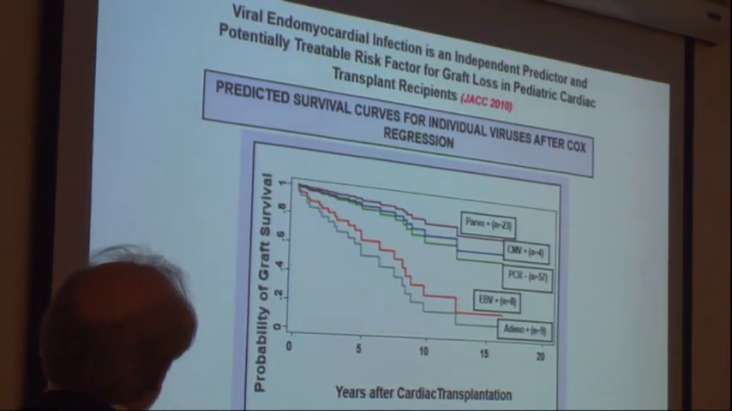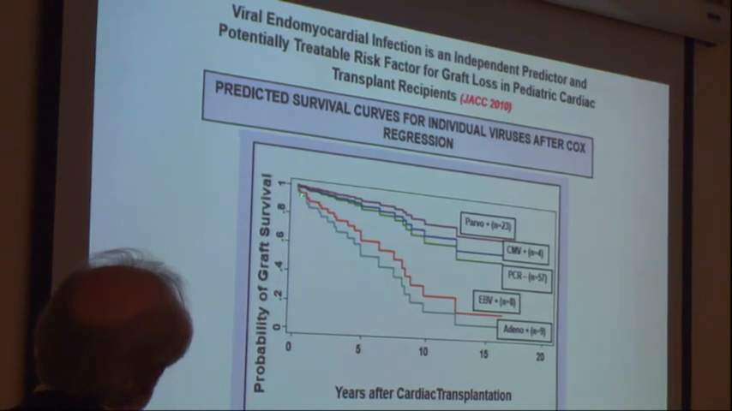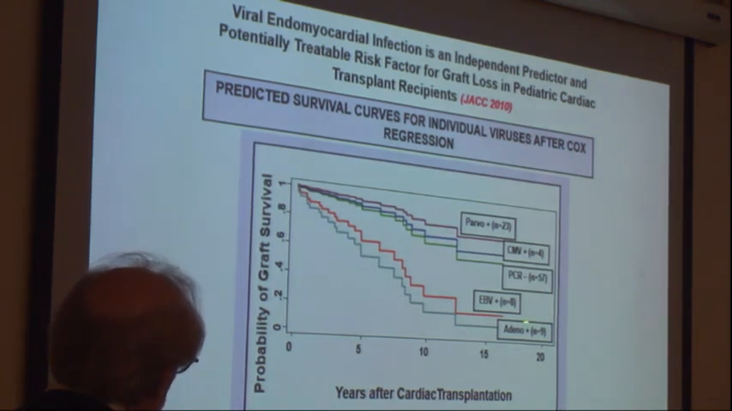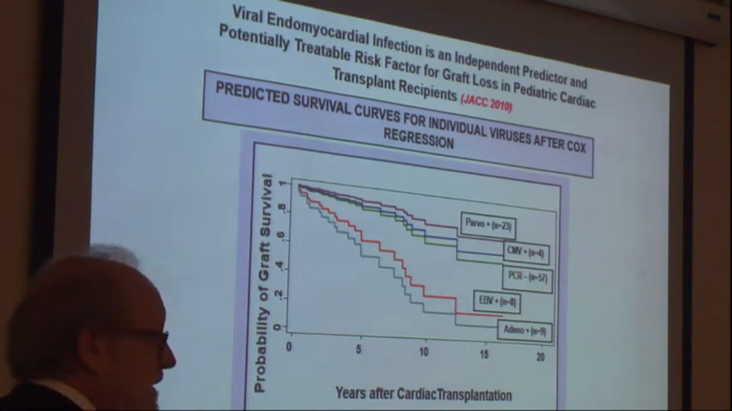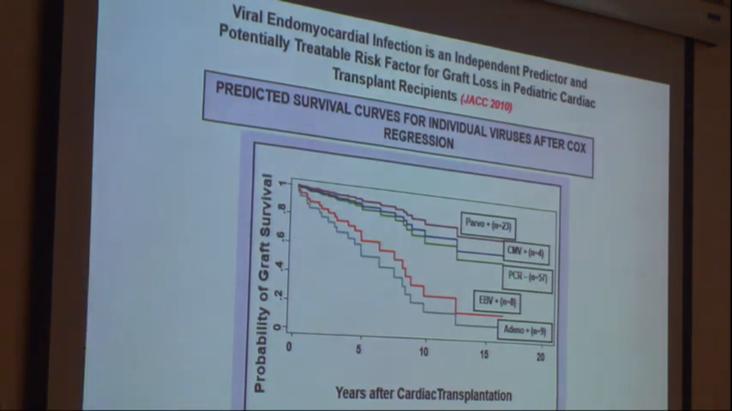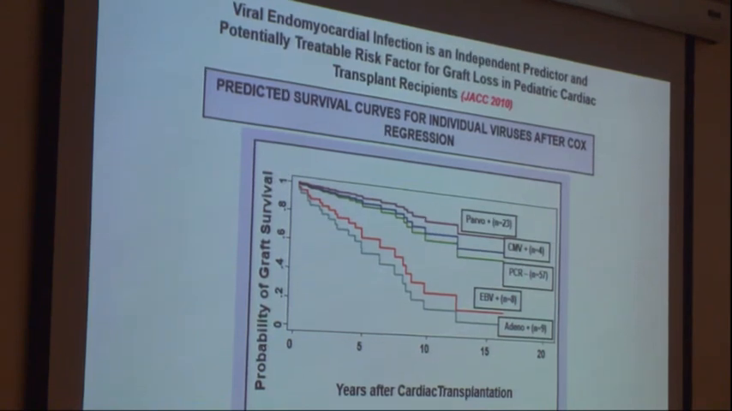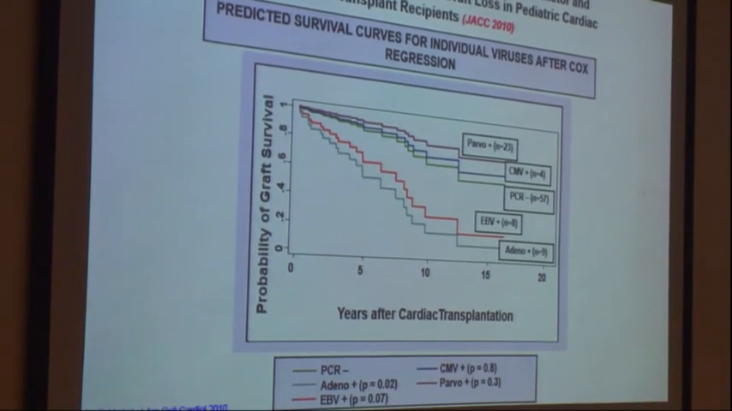So looking at the different viruses, you see that adenovirus, ugly player, EBV, not so good. Parvovirus, on the other hand, very good. But there's a reason for that, and that is that we treated those patients with a different agent.